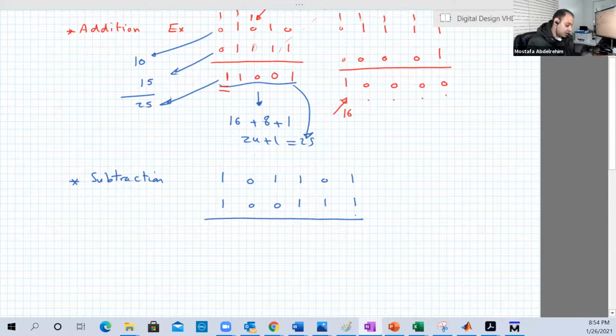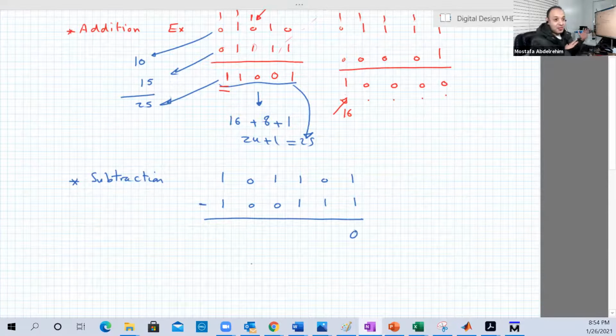Good. So let's do the subtraction here. 1 minus 1 is 0. And here is the problem now. 0 minus 1, because 0 is less than 1. Okay? So we're gonna borrow something.